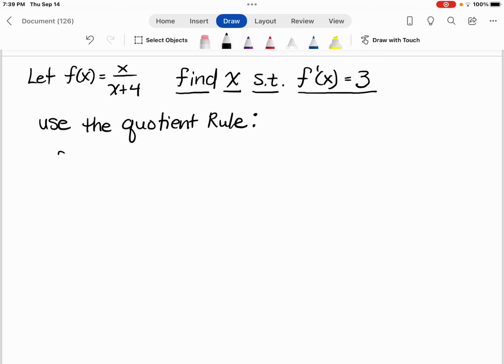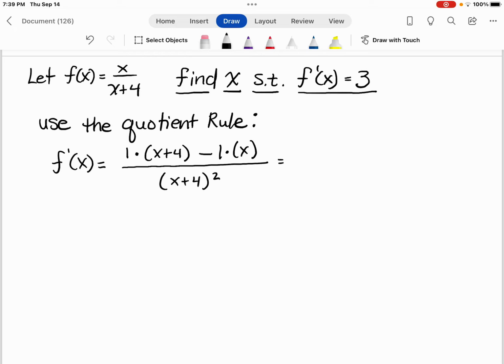So we have that the derivative is the derivative of the top. When we use the quotient rule, we take the derivative of the top, which is 1, times the bottom, minus the derivative of the bottom, which is just 1, times the top, and then we divide that by the denominator squared.